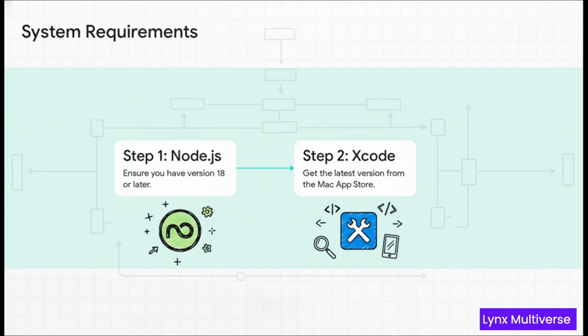This is what's going to manage our project's packages and run our dev server. And since we're aiming for an iOS simulator today, you'll also need the latest version of Xcode, which you can just grab from the Mac App Store. And that's it, seriously. Once you've got those two installed, we're all set to build our playground.